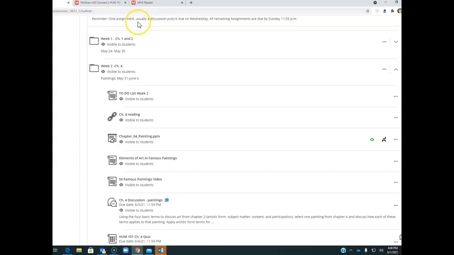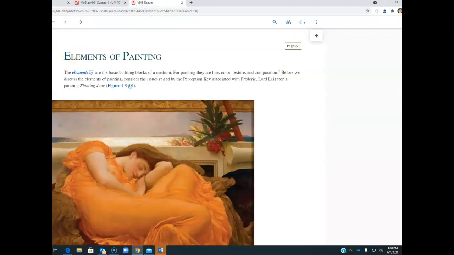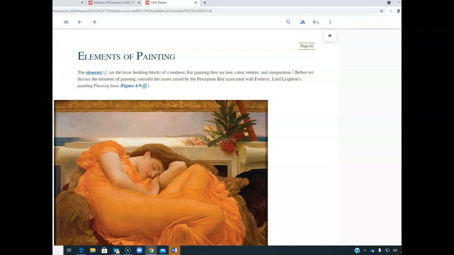Go back up to start here and look at the textbook to see how you're supposed to get that. You just set up the account and tell them it's temporary access. So this is really fundamental. Chapter 2 is fundamental with artistic form and subject matter and content and participation.